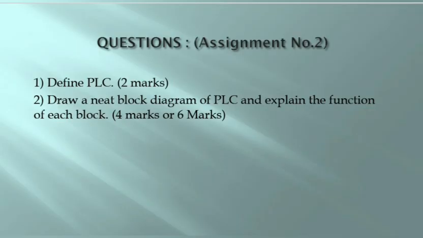So, from today's lecture, you have to write definition of PLC and function of each block of PLC in your assignment book.